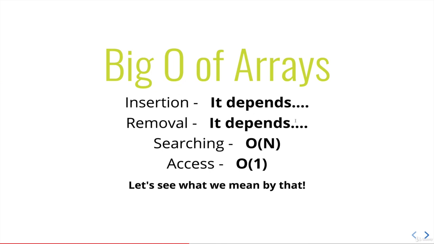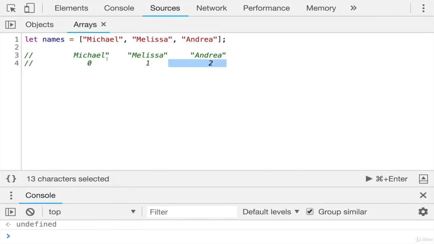So it really depends on where we're inserting. Let's start with insertion. And it has to do with this order, as I've mentioned. Each element has an index that corresponds to it. And if I want to add something in, let's say I want to add in the name Raj. Well, if I add it to the very end, like right here, by pushing onto this array, that is constant time.